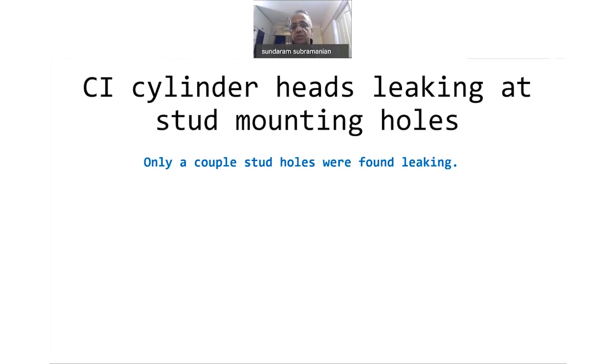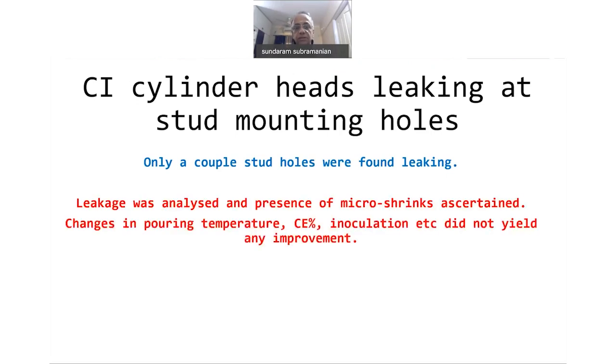And there are many stud holes in the cylinder head, and it was found that a couple of stud holes were leaking. Leaking in the sense that when they machine the stud hole and then do a pressure test for water leakage, they found that the water was entering the stud hole, which is not supposed to happen. It was analyzed, and they found the presence of micro shrinkage in the metal around the stud hole.